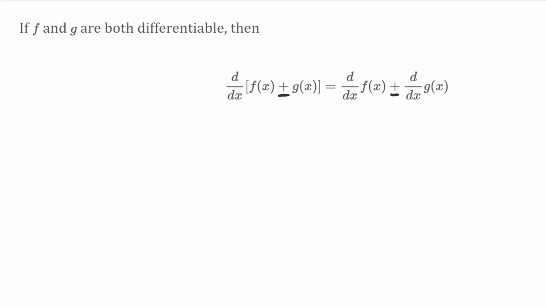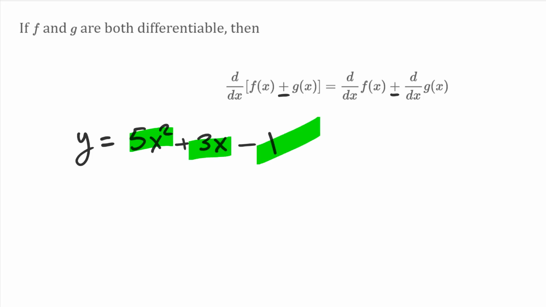Let me give you an example. Say y is equal to, and let's start putting some constants, 5x squared plus 3x minus 1. I gave you an f of x, a g of x, and an h of x there. There's one function, 2 functions, 3 functions. But the point is, you can go what we call term by term to find the derivative.